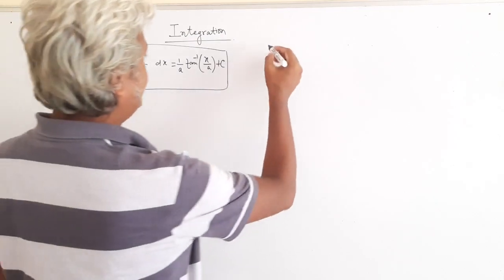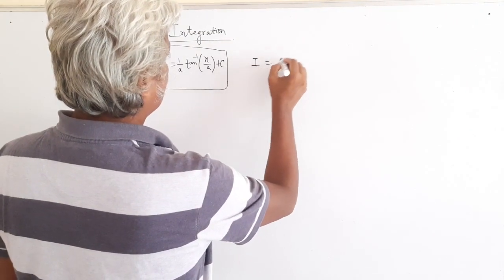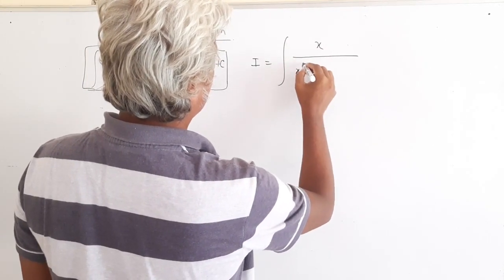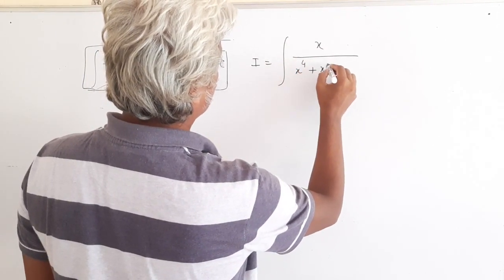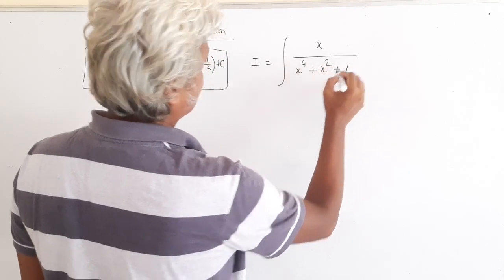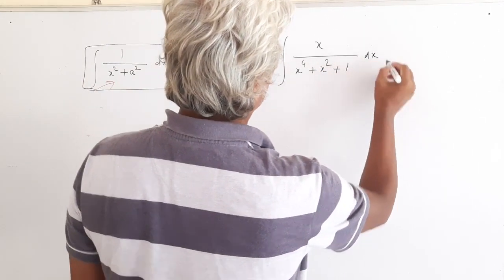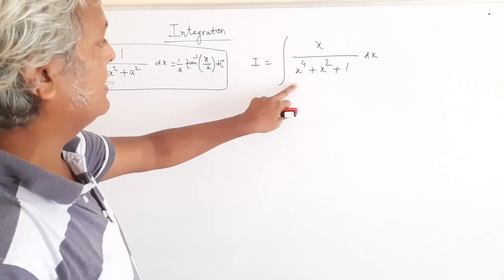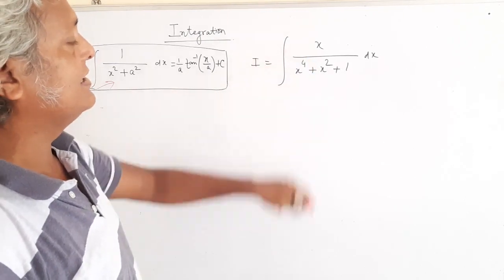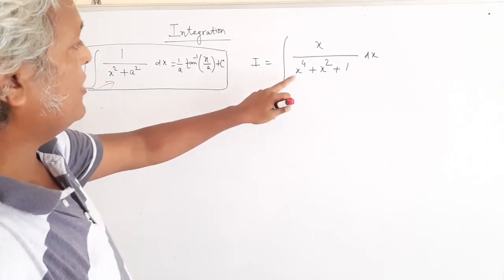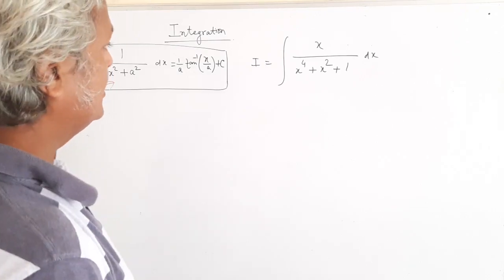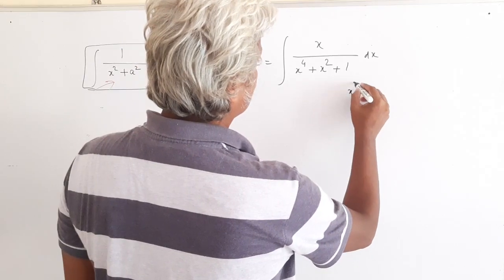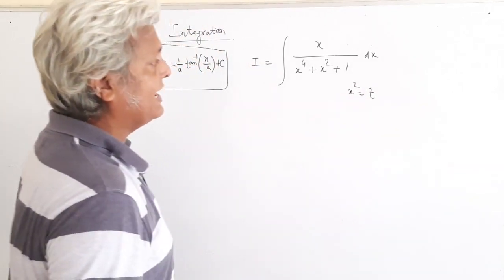So here I have another form, that is I equals the integral of x over x to the power 4 plus x square plus 1. How will you find the integration of this? Now you see that this denominator is a biquadratic function, a polynomial of degree 4, and the numerator is a linear polynomial. So if you have to make the substitution, then to get x on the top, better you take x square as something. So I take x square as t.